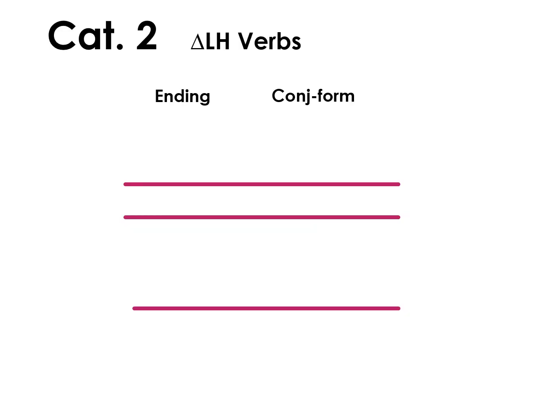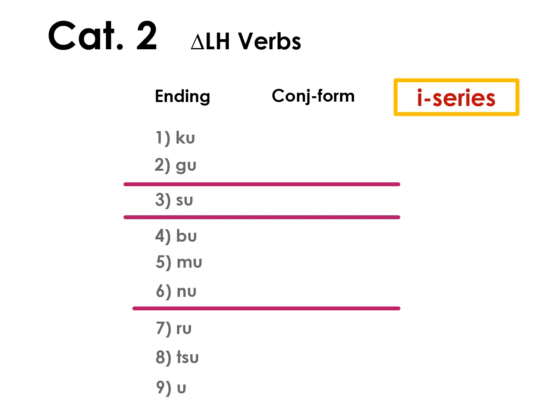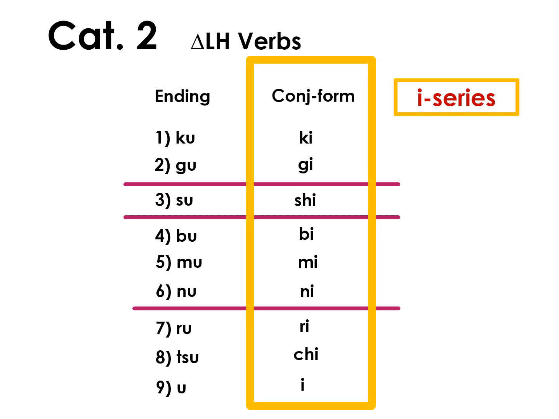For Category 2 or last hiragana changing verbs, the last hiragana of the dictionary form is changed to the i series. These are the 9 kinds of endings: ku, gu, su, bu, mu, nu, ru, tsu, and u. And to make their conjunctive forms, they all change to their i series counterparts: ki, gi, shi, bi, mi, ni, ri, chi, and i. So for conjugating Category 2 verbs, it's the verb ending you need to pay attention to, and you change them into the i series to form their conjunctive.